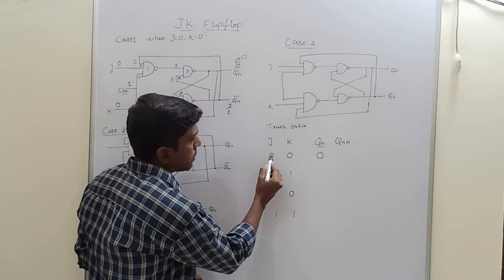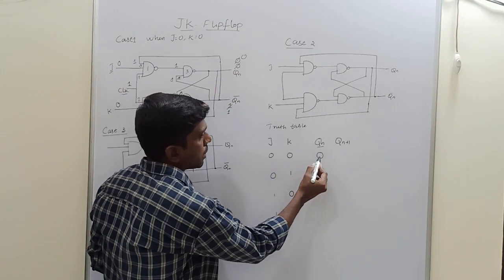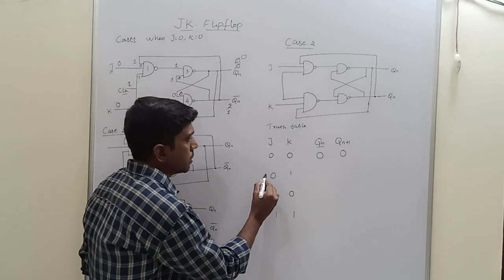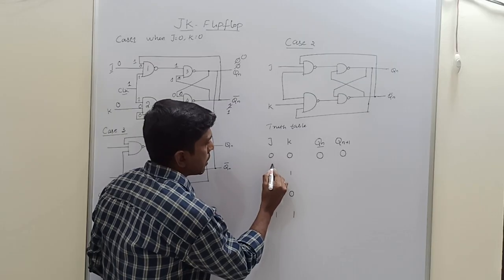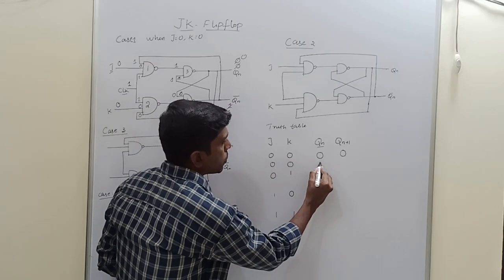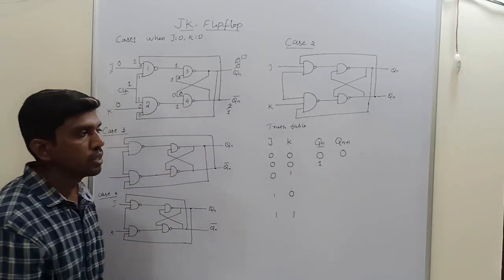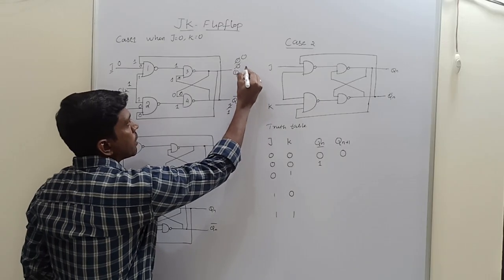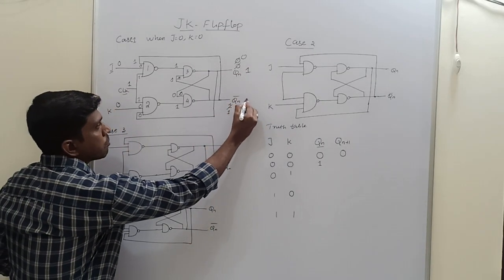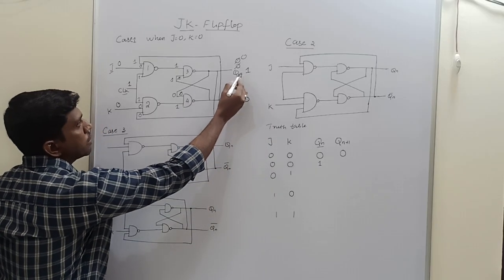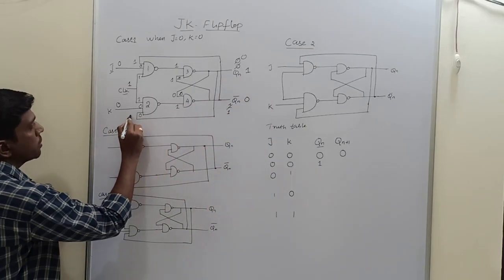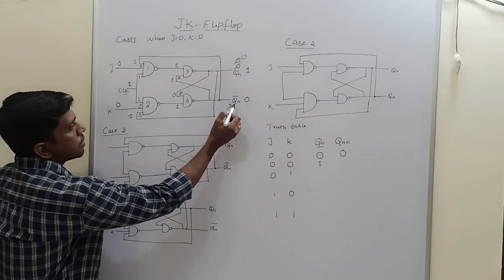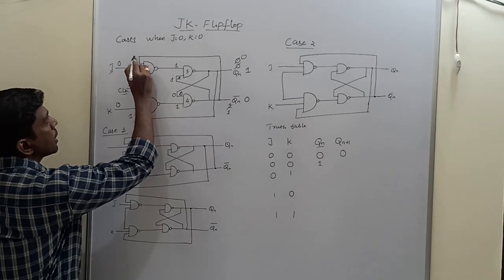So in this case, when J equals 0, K equals 0, and Qn equals 0, the next state is 0. Then the next condition, with the same values J and K equal to 0 0, let me assume the Qn value is 1. So in this case, the Qn value is set to 1. So now the Qn value is 1, so Qn bar is 0. This 1 is transferred to the second NAND gate input. Then this 0 is transferred to the first NAND gate input.